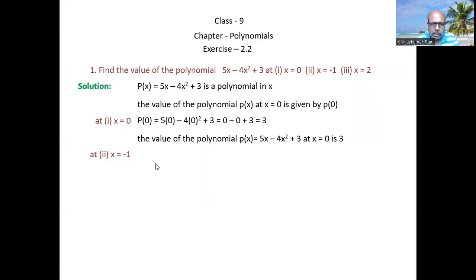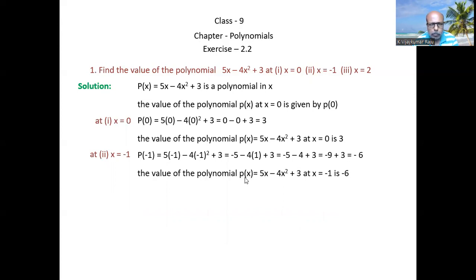Now x is equal to minus 1. At x is equal to minus 1, we have to calculate p of minus 1. So 5 into minus 1 minus 4 into minus 1 raised to 2 plus 3. Plus into minus is minus, 5 ones are 5, so it is minus 5. Minus 1 square is minus 1 into minus 1, which is 1. 1 into minus 4 is minus 4. And this is 3. So minus 5 minus 4 plus 3. Minus 5 minus 4 is minus 9 and plus 3 is minus 6. So the value of the polynomial p of x, 5x minus 4x square plus 3 at x is equal to minus 1 is minus 6.